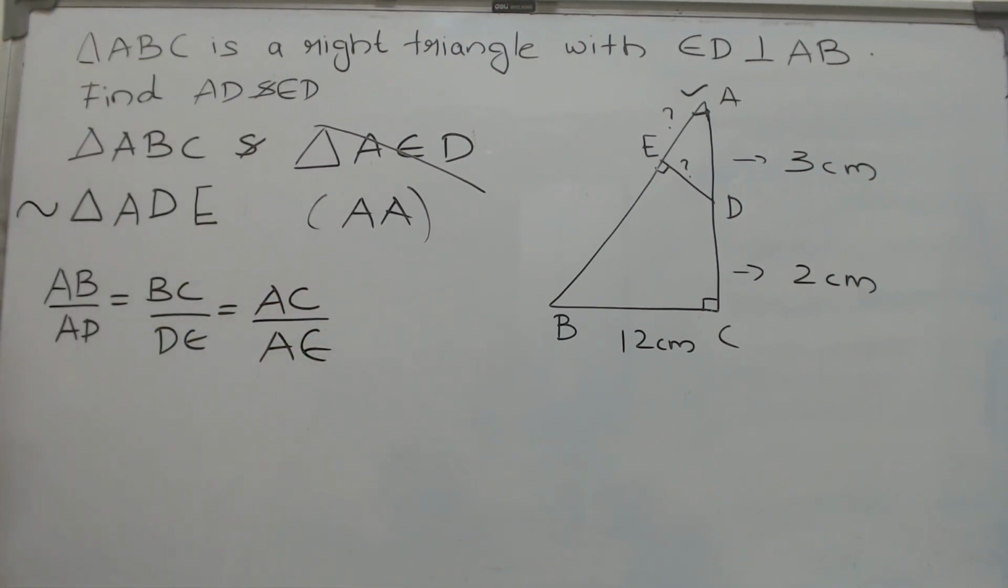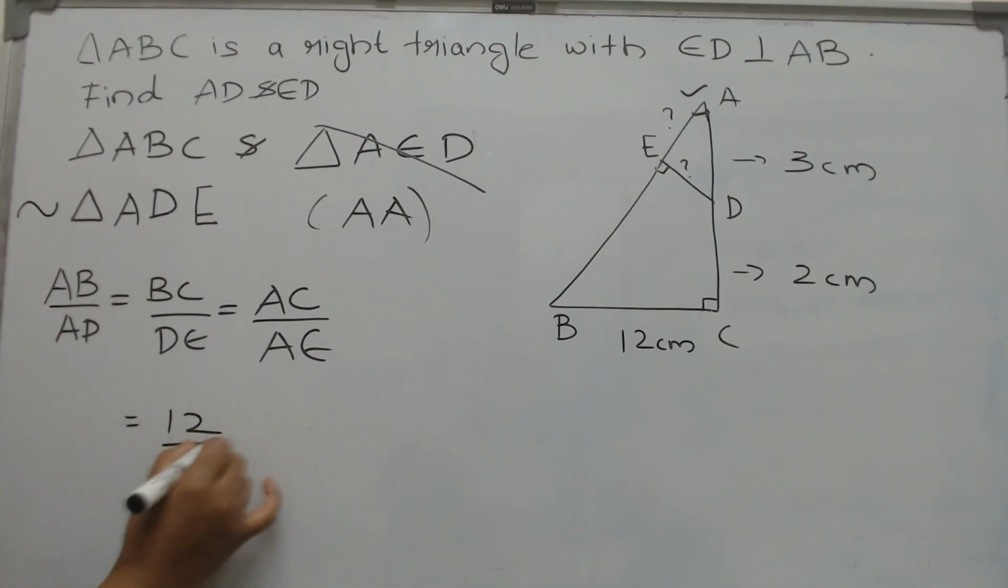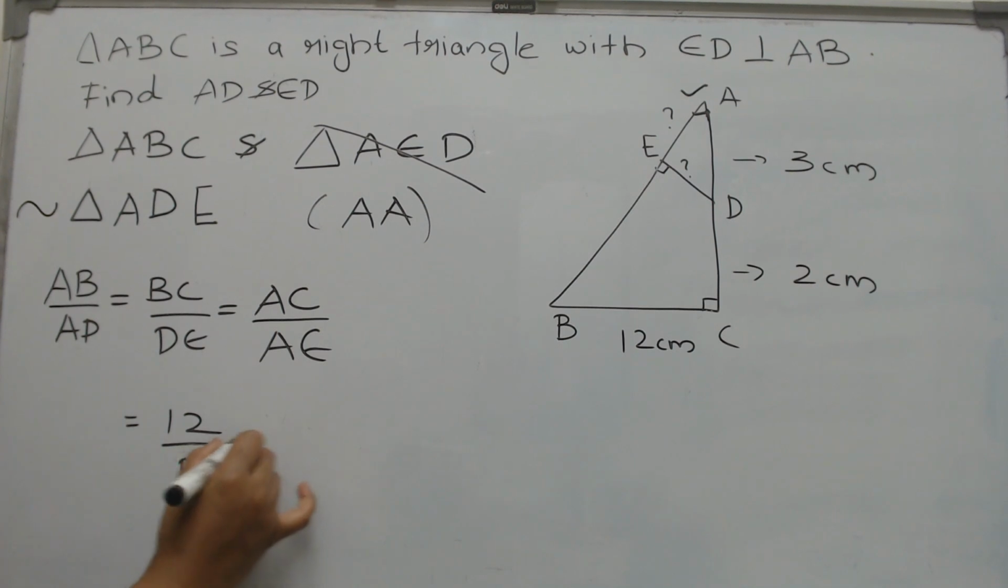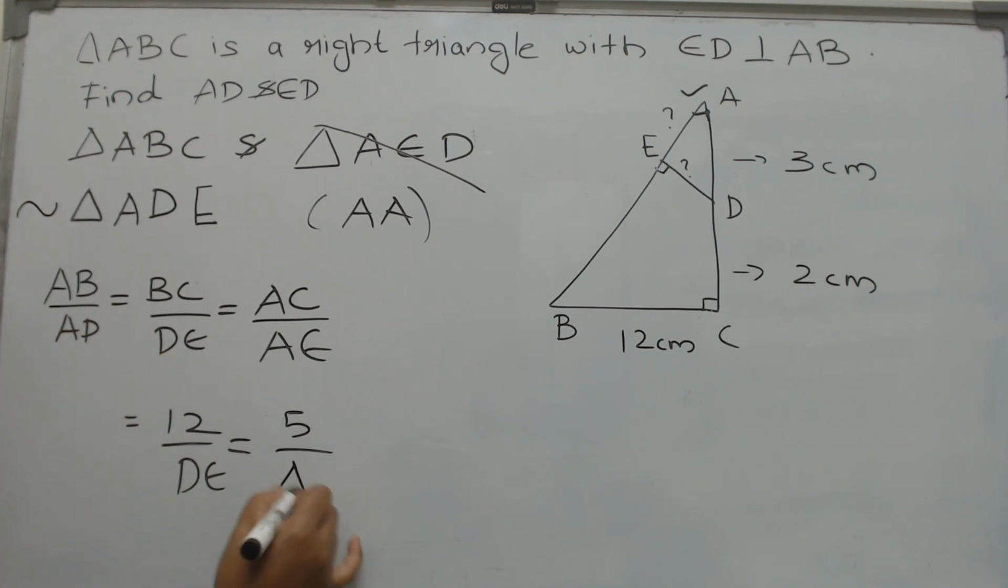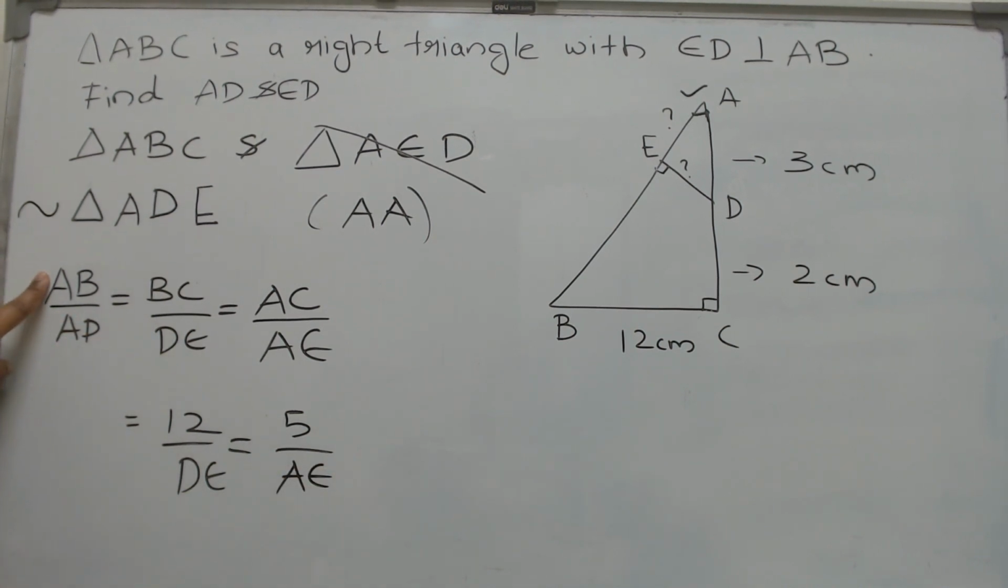There, you have such a ratio involving 6 quantities. What all do you know? You know what BC is? It is 12. You don't know what DE is, leave it as it is. You know what AC is, it is 5. You do not know what AE is, leave that also. Now, what about AB? Do you know what AB is?